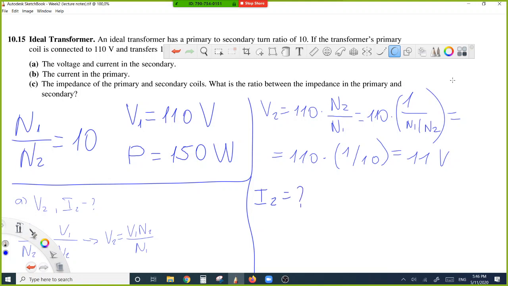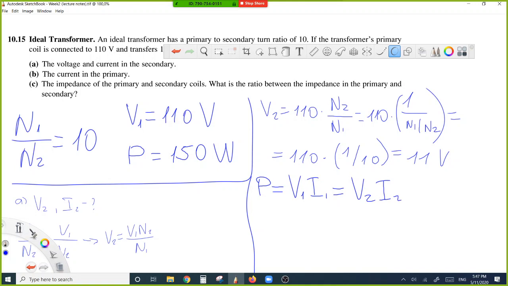How do we find current? So, the power transmitted through the transformer is not changed for the ideal transformer. That's why power, by definition, is V1 I1. If we are dealing with an ideal transformer, power transmitted will not change. So it will also be equal to V2 I2.